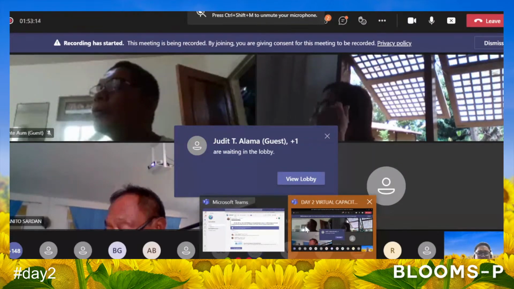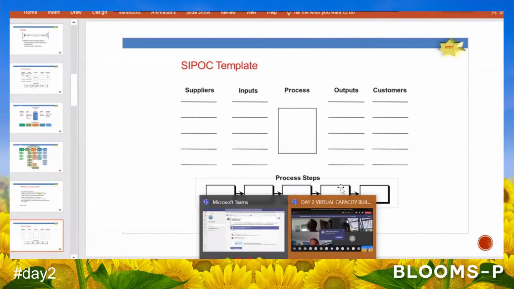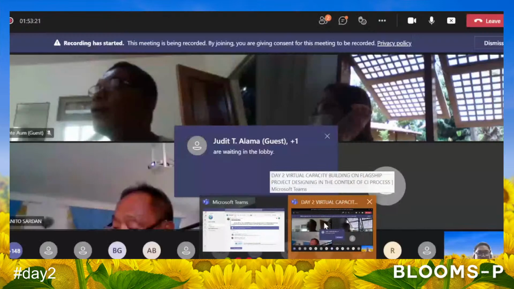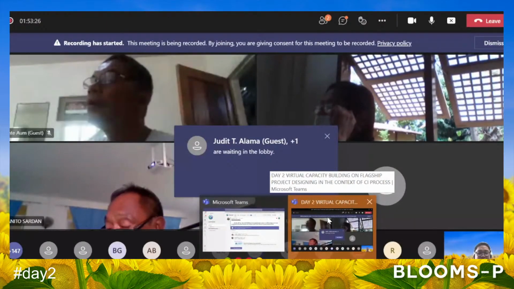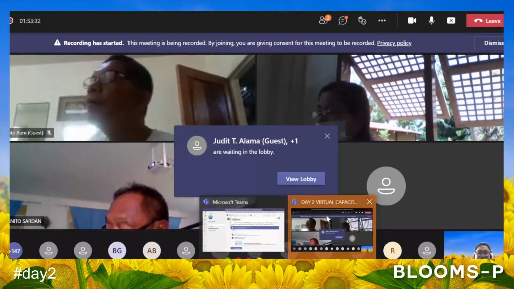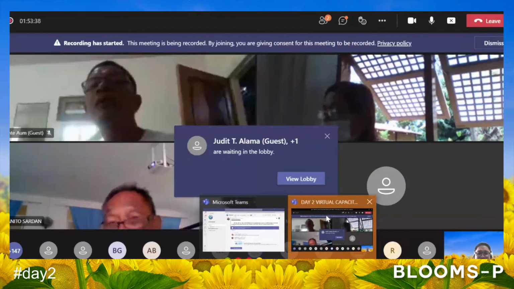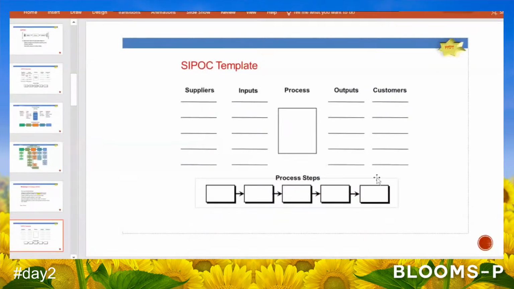How about our process steps? Process steps are identifying non-readers, then gathering of needed materials, printing of reading materials, then distribution of printed reading materials to the teachers, then distribution of printed materials to parents and learners. Thank you, sir. Wow, thank you so much, Sir Sardan, and the team of Bacong District. I am congratulating the two districts because you were able to hit a particular output in this particular SIPOC template.